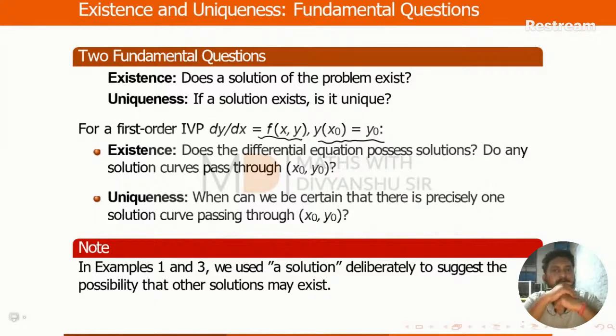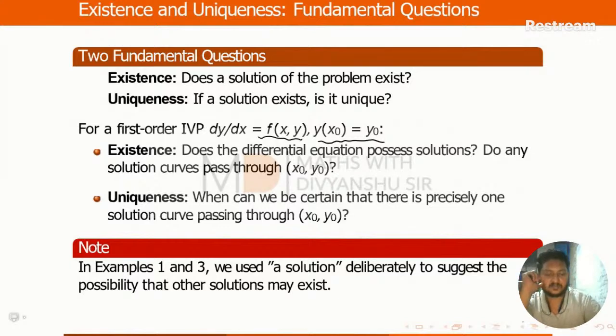So existence: does the differential equation possess a solution? Does any solution curve pass through x0, y0? And the next one is uniqueness: when can we be certain that there is precisely one solution curve passing through x0, y0? Now I'm going to show you some examples. Hopefully you understand all the questions I have already asked in this topic.